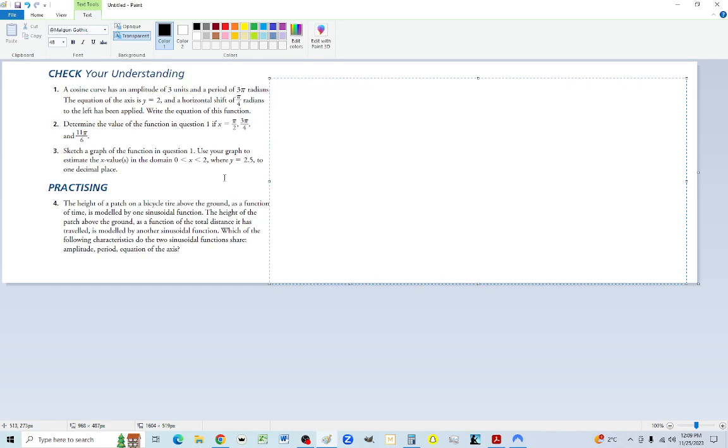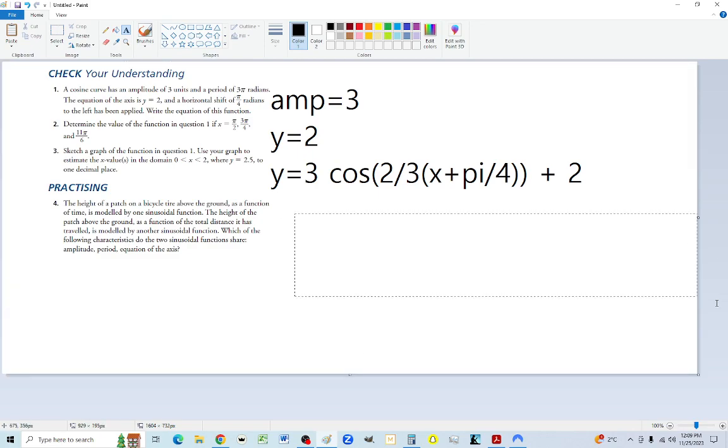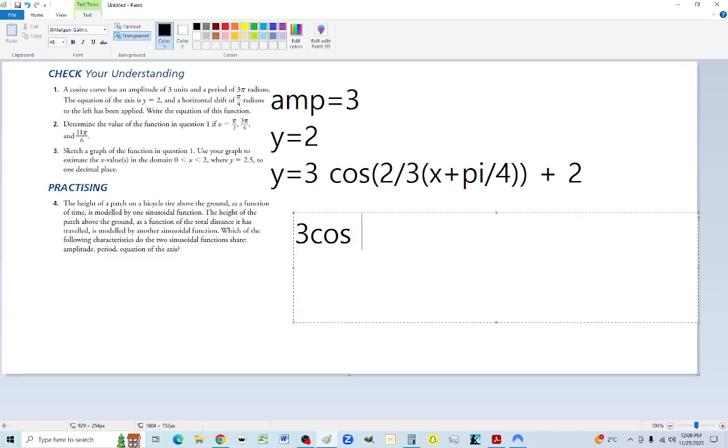Determine the value of the function in question. Oh, we've got to keep it around then. Determine the value of the function in question if x is equal to pi over 2, 3 pi over 4, or 11 pi over 4. So it's easy when they give you the angle, because then you just put it in as the angle. You don't have to keep the word angle in there. So the first one is pi over 2 plus pi over 4. Well, pi over 2 is 2 pi over 4. 2 pi over 4 plus 1 pi over 4 is 3 pi over 4, plus 2.